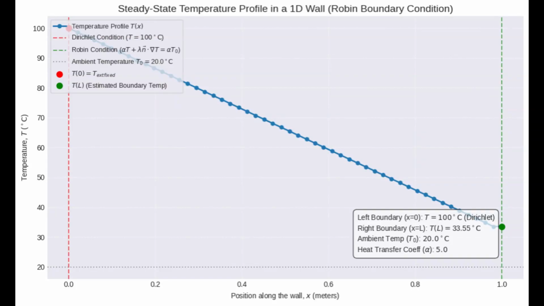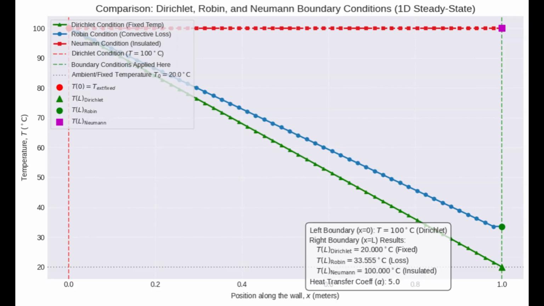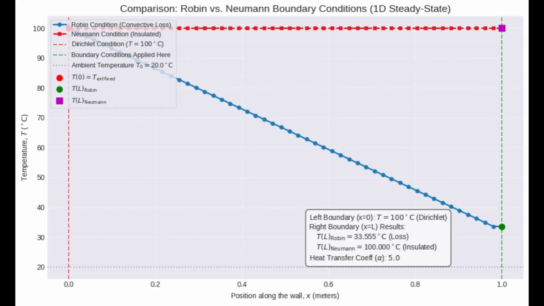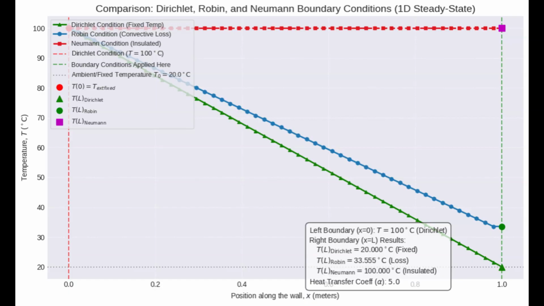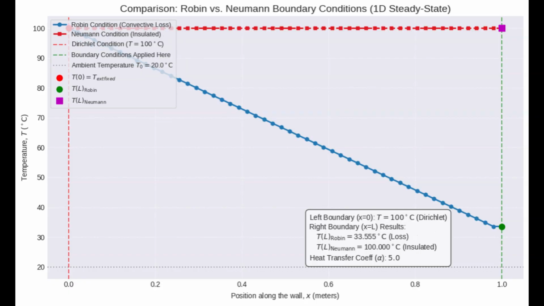The comparison of Dirichlet, Robin, and Neumann boundary conditions for 1D steady-state heat transfer demonstrates how the boundary interaction dictates the entire temperature profile inside the material. With one side held at a fixed 100 Celsius, the temperature at the opposite boundary, X equals L, determines the heat flow. The Neumann, insulated, condition imposes zero heat flow, zero temperature gradient, resulting in the highest possible temperature, a uniform 100 Celsius across the wall.